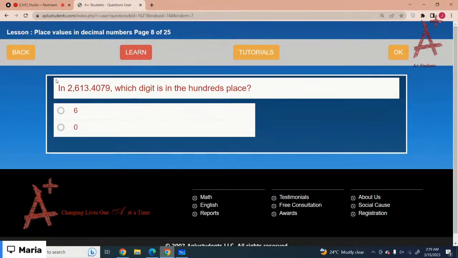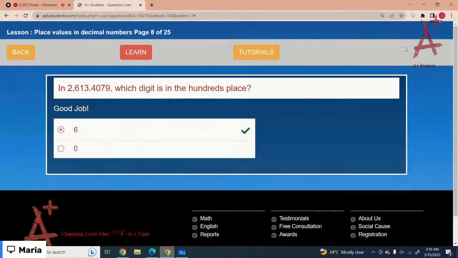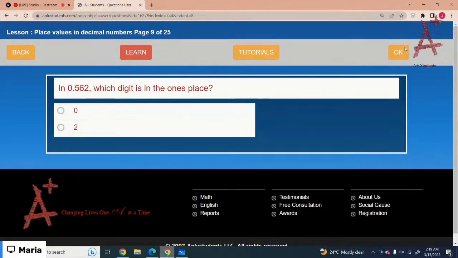Okay, in 2613.4079, which digit is at the hundreds place? Simple hundreds. So which is at the hundreds? Ones, tens, hundreds. 6 is at the hundreds place. Got it? Six is at the hundreds position. Okay, 0.562. Which digit is at the ones place? So which one is at the ones place? 0. 0 is at the ones place. Got it?